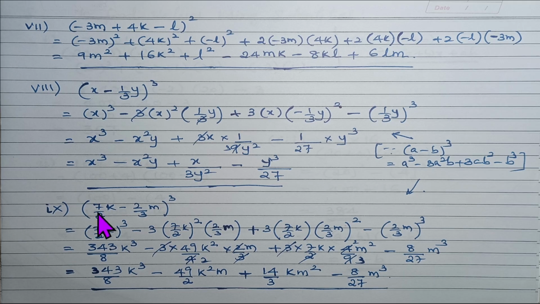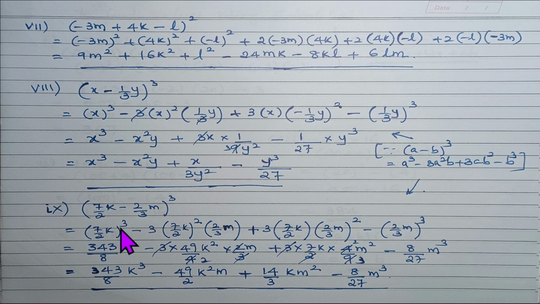Now coming to the next example, (7 by 2k minus 2 by 3m) whole cube. Again the same identity we can use. So it is a cube minus 3a square b plus 3ab square minus b cube. A is 7 by 2k here and b is 2 by 3m. Substituting, (7 by 2k) whole cube, minus 3a square, (7 by 2k) whole square, into b, that is 2 by 3m, and plus 3, a is 7 by 2k, and b square is (2 by 3m) whole square, minus b cube will be (2 by 3m) whole cube.